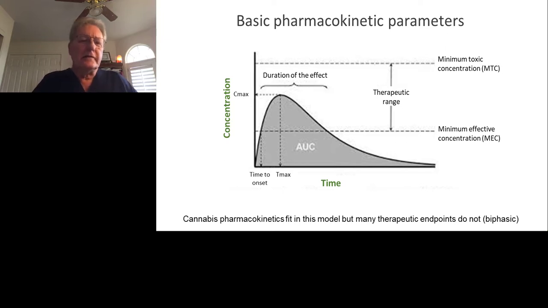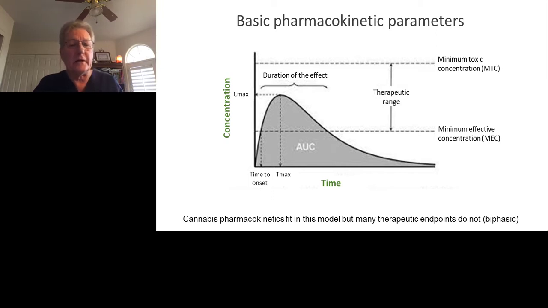So looking at a basic single dose pharmacokinetic curve, Cmax separates the absorption from the elimination phase. The therapeutic range is defined between the minimum effective concentration and the minimum toxic concentration. Tmax is the time it takes to reach Cmax, and the time to onset is defined as reaching the minimum effective concentration. The therapeutic range defines efficacy.